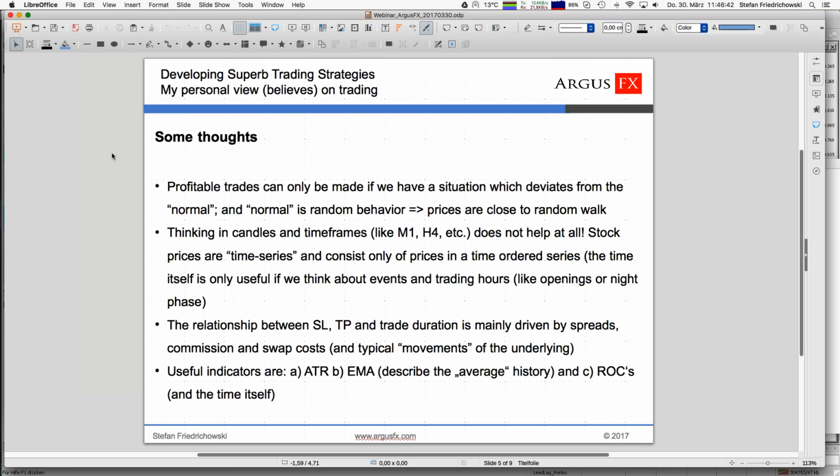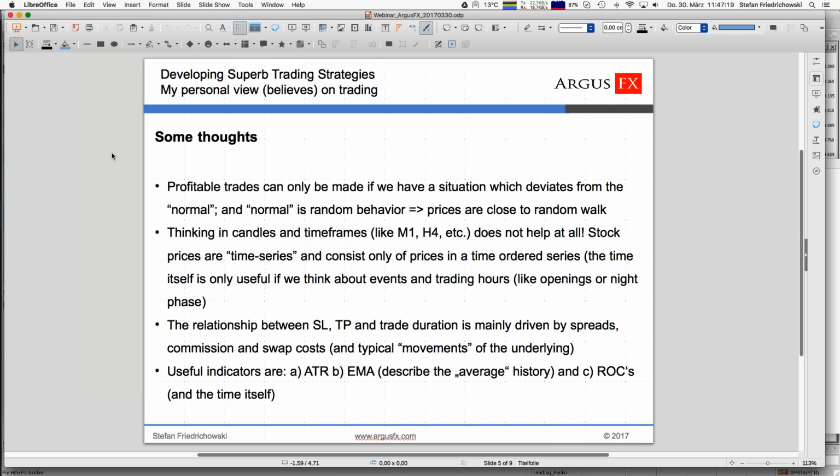Finally, as I mentioned, I just want to share with you some thoughts about trading, since this will be the last webinar today. It's just two slides: how I think we can become profitable with our trading, doing similar things like this or any other kind of strategy development via backtesting, via whatever you do.